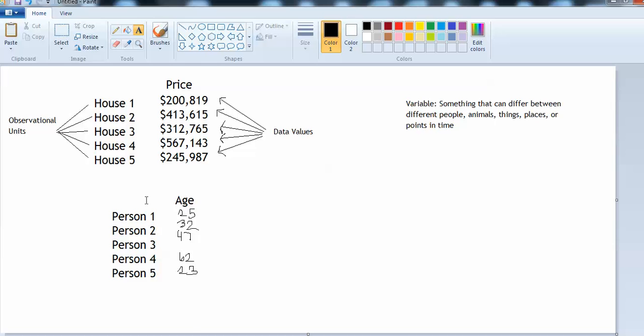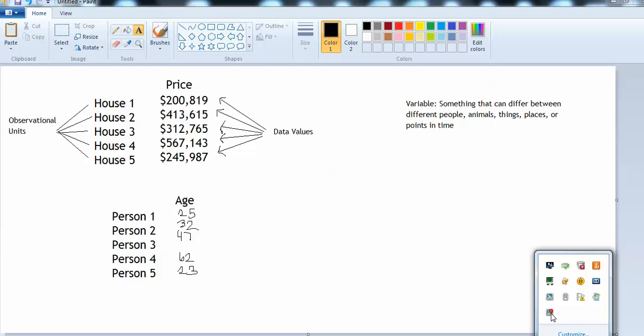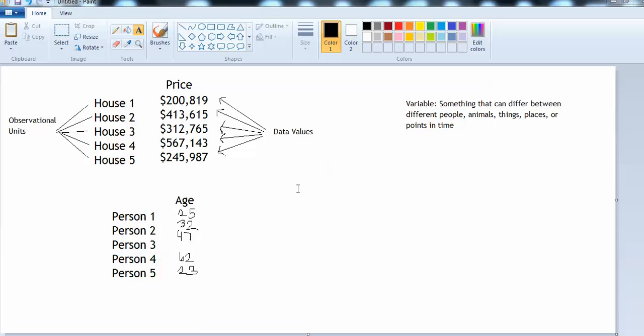So let's try to think of an example of a variable. But actually, I just need 1 second and I'll be right back. So we said that a variable is something that can differ between different people, animals, things, places, or points in time. A variable is just something that isn't always the same. So I think it'll help if we try to think of some examples.